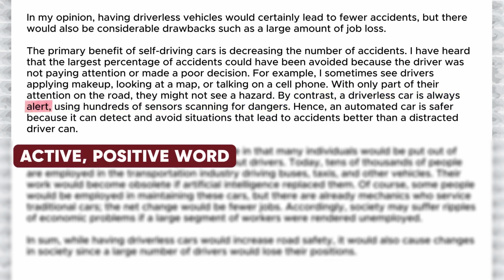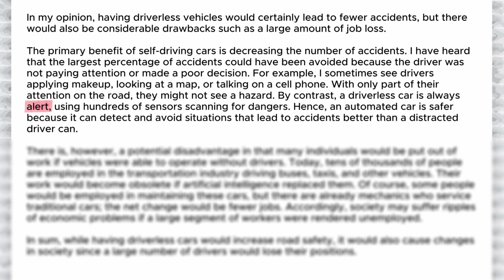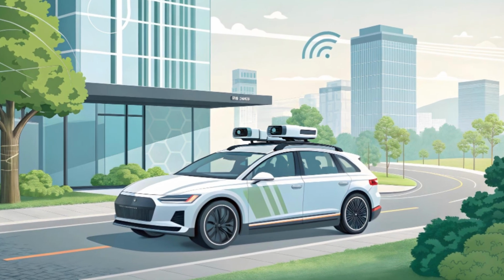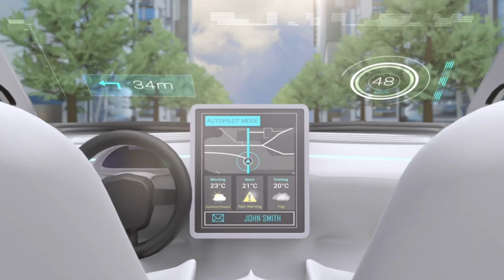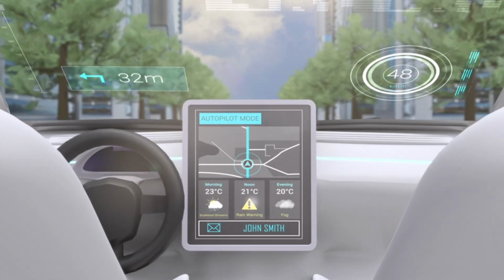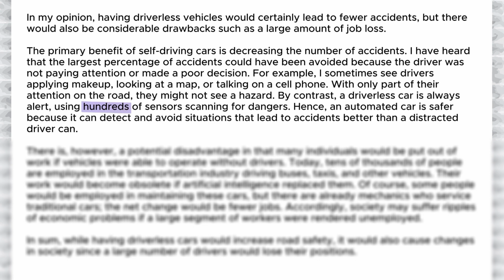"Alert" is an active, positive word. That means the car is paying attention. It gives a very good impression of the car. It seems like the car is trying to help the passenger. I then support that idea with a fact that there are hundreds of sensors. I actually don't know how many sensors a driverless car has. It may be 10, it may be 1,000. I used "hundreds" because it refers to a very large number that seems real enough.